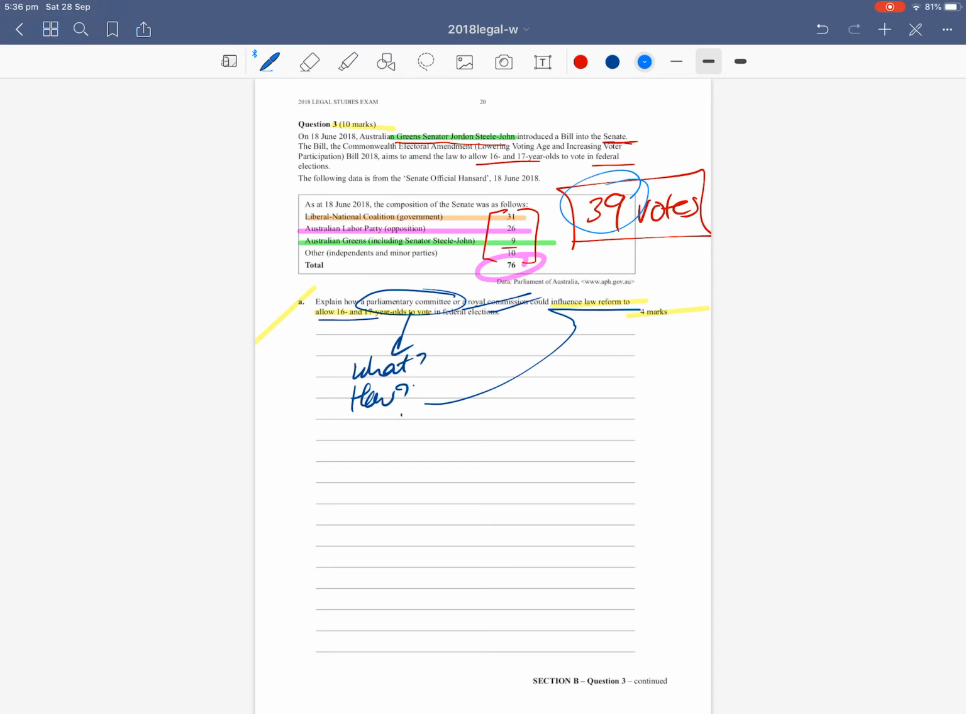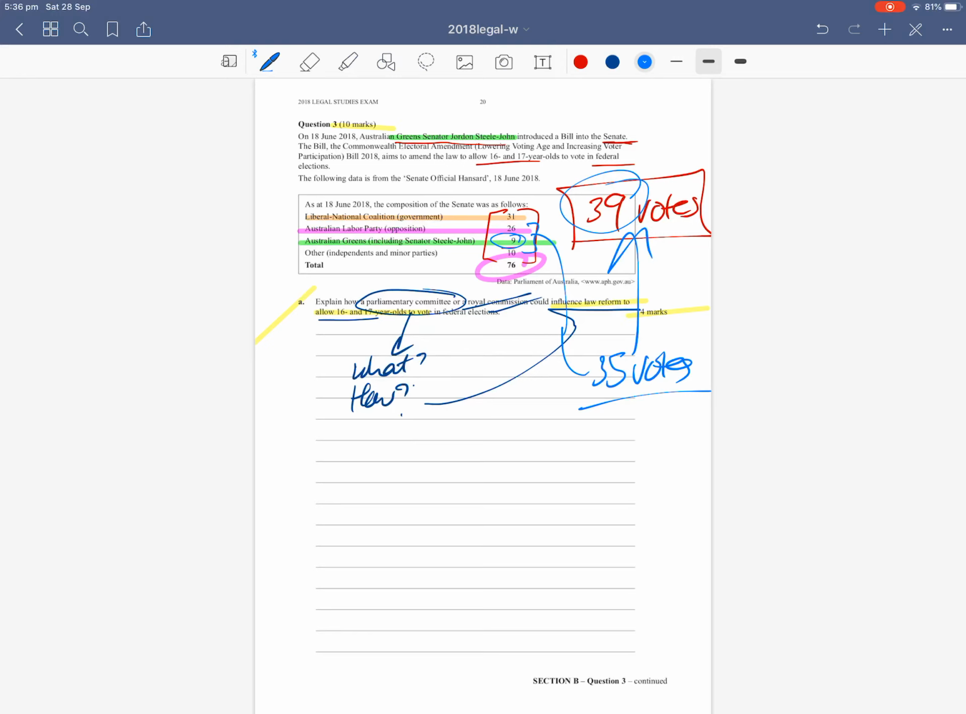I've already done some maths beforehand. 39 votes. The guy and his party only have 9. Labor's got 26. Liberal National Coalition have 31, right? And we've got 10 independents. Traditionally, not even traditionally, right? If all 26 of Labor, because typically, Labor and the Greens do help each other out every now and then, even if these two combine together, they will have 35 votes, right? It's not enough for our 39.